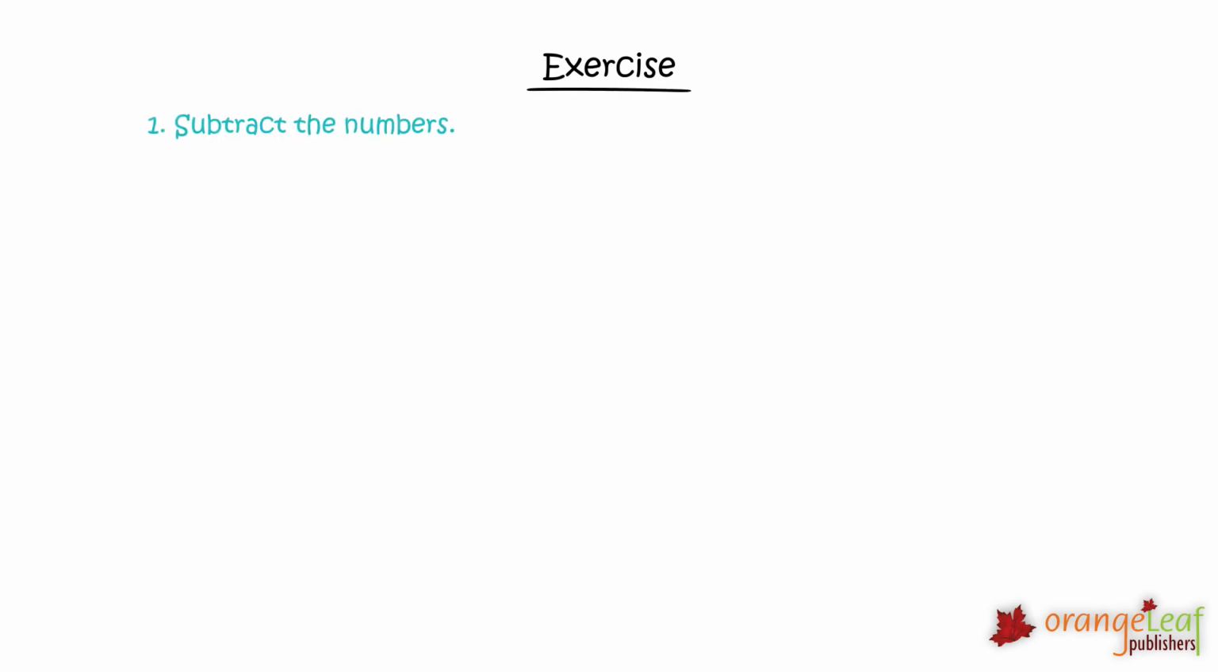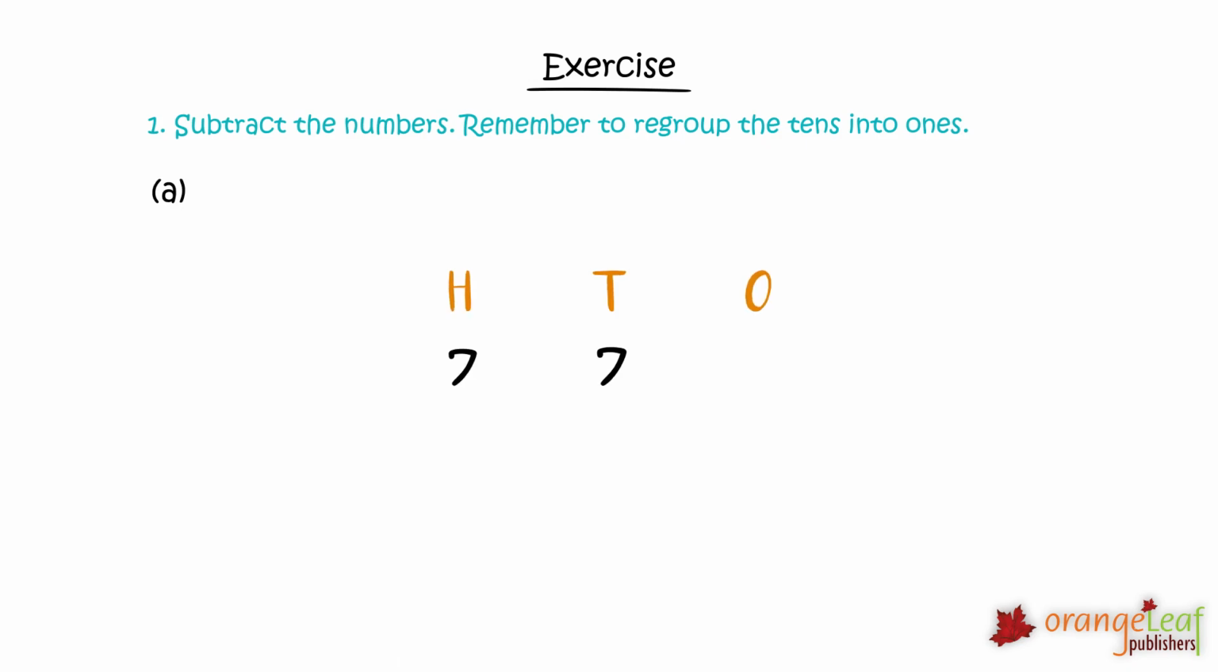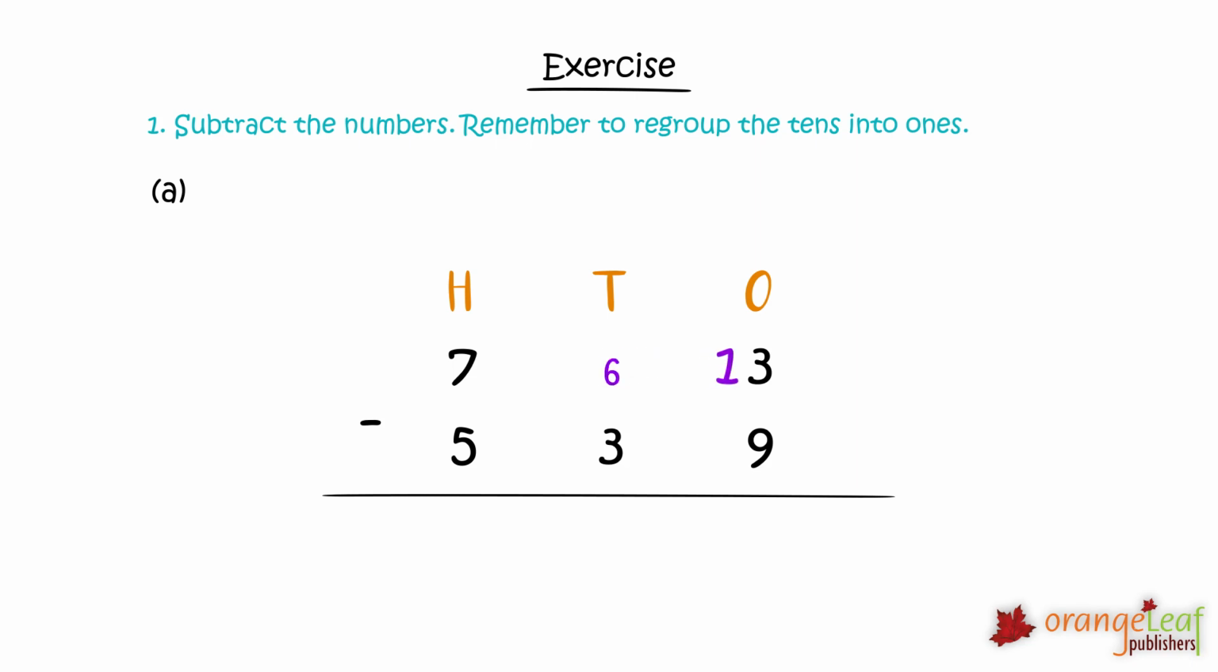Exercise. Subtract the numbers. Remember to regroup the tens into ones. A. 773 minus 539. Write the numbers one below the other according to their place value. Step 1. Subtract the ones. But since there are not enough ones, we borrow 1 ten from the tens and regroup it into ones. Therefore, 13 minus 9 is equal to 4.